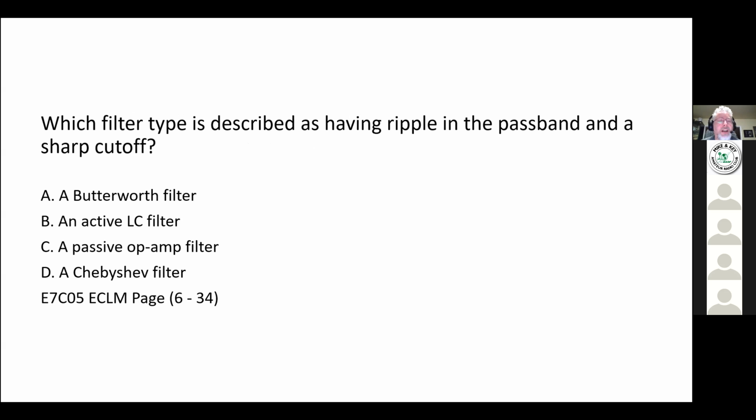Which filter type is described as having ripple in a passband and a sharp cutoff? A, a Butterworth filter. B, an active LC filter. C, a passive op-amp filter. D, a Chebyshev filter. Delta. Delta is correct. The Chebyshev filter has a little bit of ripple in the passband and a sharp cutoff.